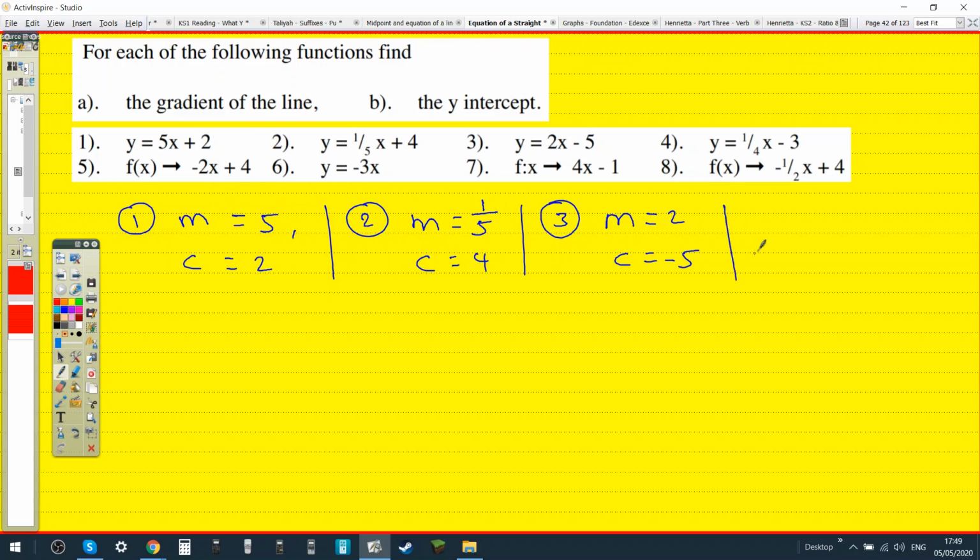How about question 6? The gradient is minus 3, and the intercept is 0. Yes. And any idea of question 5? It looks different, same idea. The gradient is minus 2, and the intercept is 4. That's it. Well done.